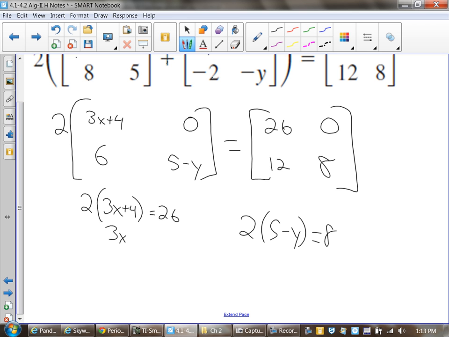So now you have 3x plus 4 is 13. x is 3. Over there, 5 minus what, times 2 is 8? 1. This is hard. So check. Is everybody okay with it just being equal to 1, or do you want me to work that out? Wait, y equals 1?